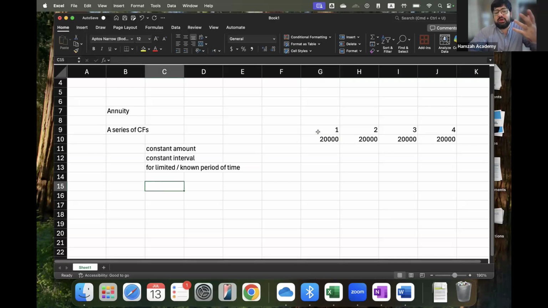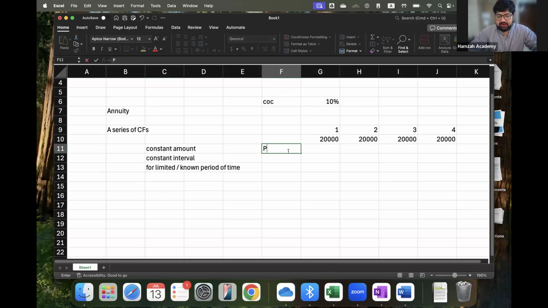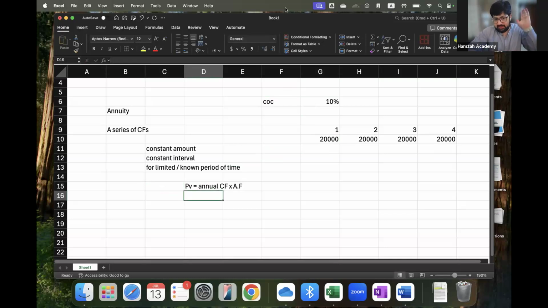Now, for annuity, there are two ways to calculate present value of cash flows. One is that, for example, cost of capital is 10%. So you simply apply the present value factor, discount factor to each and calculate present value. The other is annuity. What is annuity? Through annuity, present value can be calculated. That is the annual cash flow into annuity factor. And there is an annuity table, which is given in your notes as well, which I have given to you people. I can show you that as well.